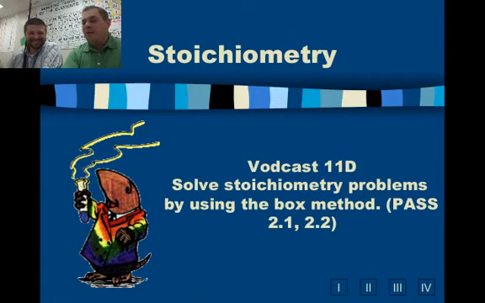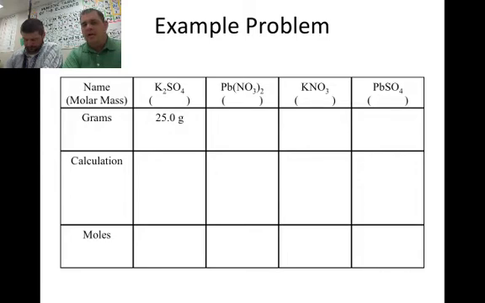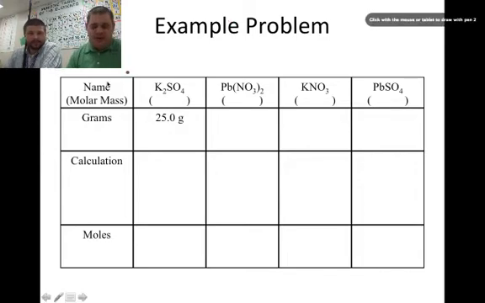Solve stoichiometry problems by using the box method. This is going to be kind of the cumulative, putting all this together that we've done into solving a stoichiometry problem, an overall problem. So, Coach Forster, you want to set this up, and I'm going to get started figuring these molar masses so that we've got them when it's time to go.